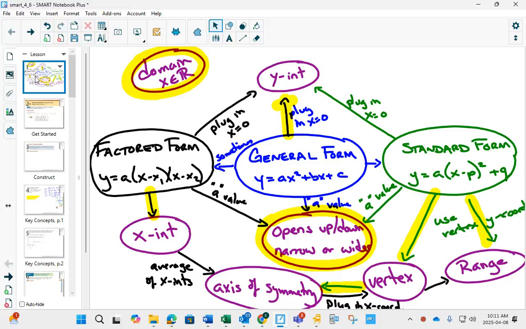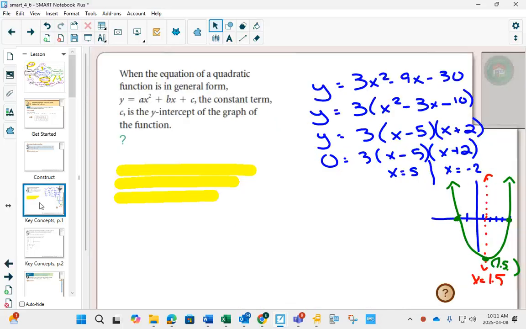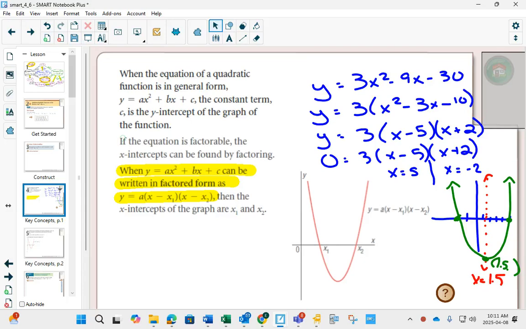Right? But some of these arrows seem to only go one way. Like, if you have your axis of symmetry, you can't get your x-intercepts just knowing your axis of symmetry. You don't know how far apart they would be. So this is the factored form. The factored form is nice for finding x-intercepts. It can also then find your axis of symmetry, and that could find your vertex. So that could also be helpful.